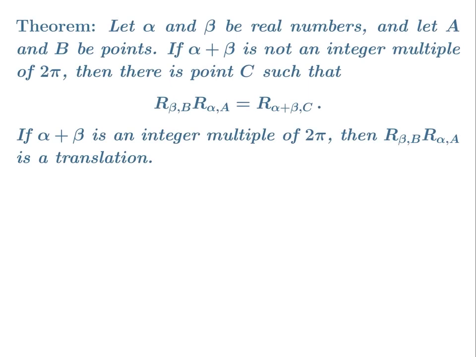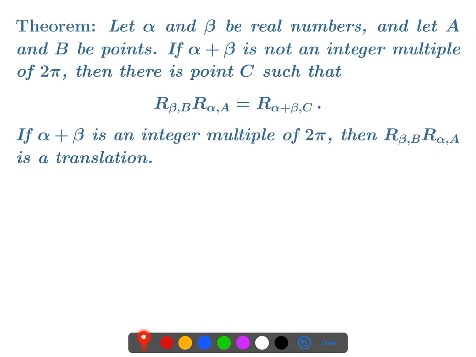Okay, so now I'm going to discuss a nice theorem, a theorem that we're going to use for the remainder of the course through a lot of examples. And it's the following theorem: if we have two angles, alpha and beta, and two points A and B, and we do a rotation about A by an angle of alpha, followed by a rotation about B by an angle of beta, then this will be a rotation about some point C by an angle of alpha plus beta.